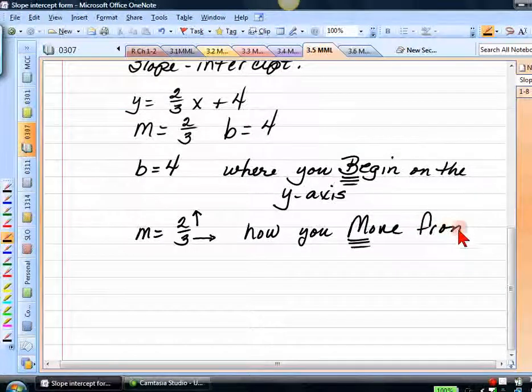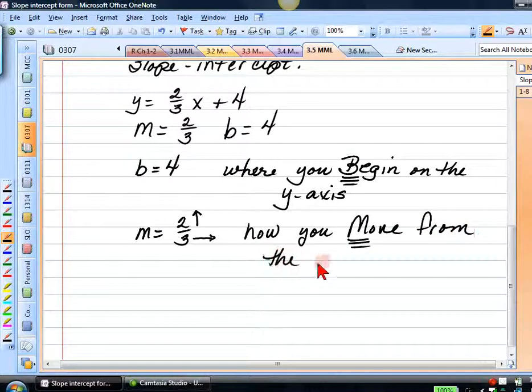from the y-intercept. B is for where you begin. M is for how you move. Begin at B, move with M.